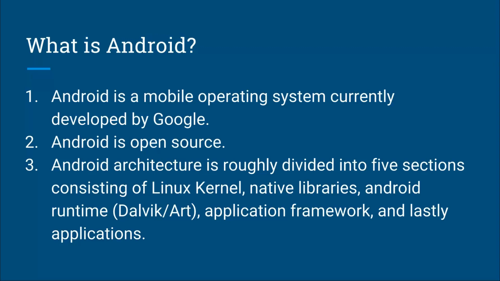Great. So Android architecture is roughly divided into 5 sections consisting of Linux kernel, native libraries, Android runtime, application frameworks, and then lastly, applications. So now let's go ahead and actually break down each one of those layers in our Android architecture.